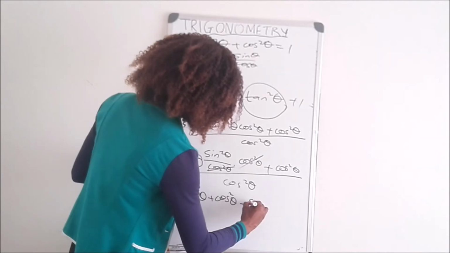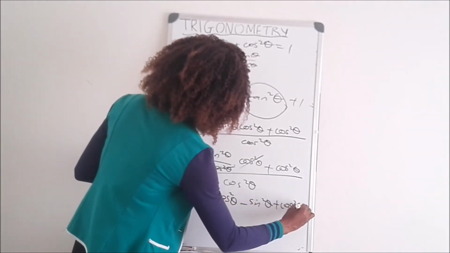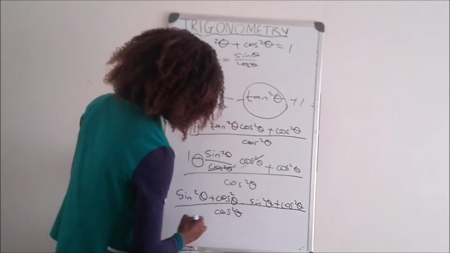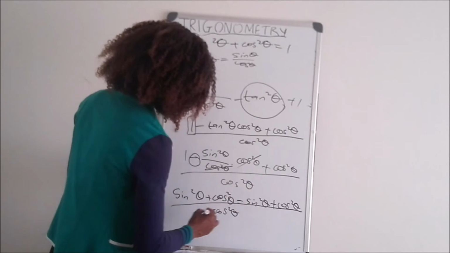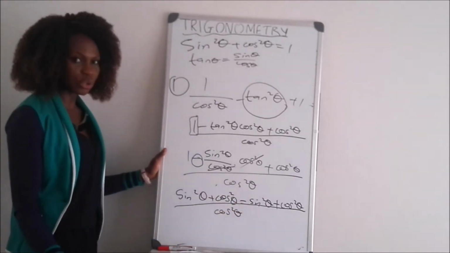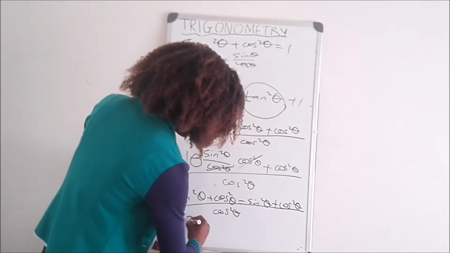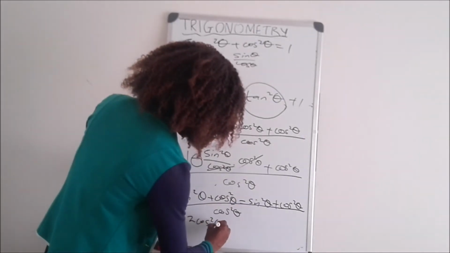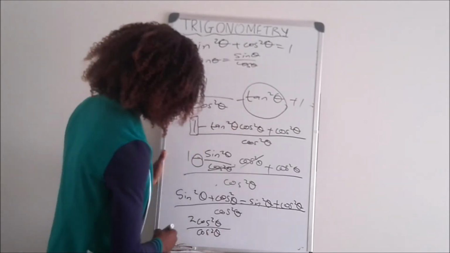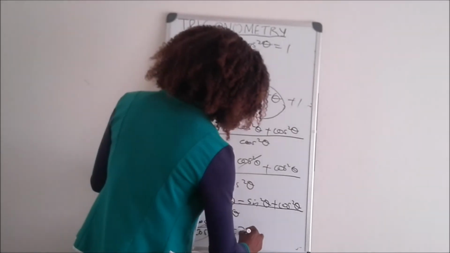And then minus sine squared theta plus cos squared theta, all divided by cos squared theta. Now that we have this, sine squared theta minus cos squared theta will give us a 0, because they subtract each other. We'll be left with 2 cos squared theta in the numerator divided by cos squared theta in the denominator, and the cos squared will cancel each other and we'll be left with 2.